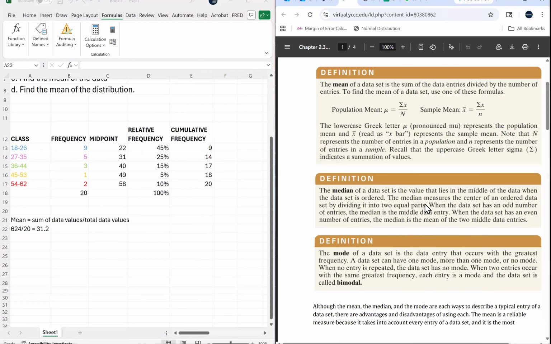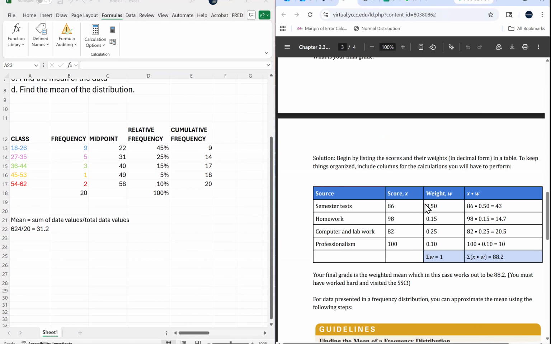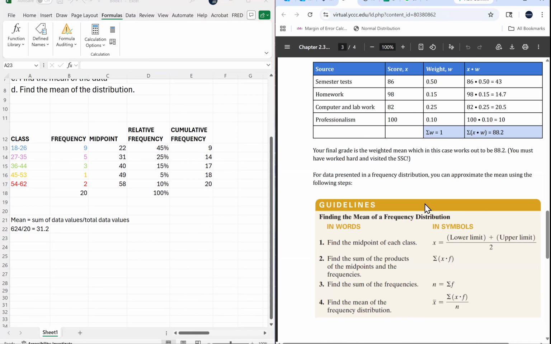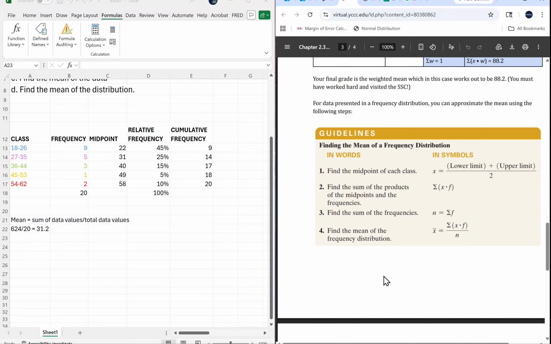In a lot of occasions, I'll use Excel to calculate for me, but we're going to do this by hand. Okay, so I actually have it right here, the guidelines, finding the mean of a frequency distribution. That's exactly what we're going to do.